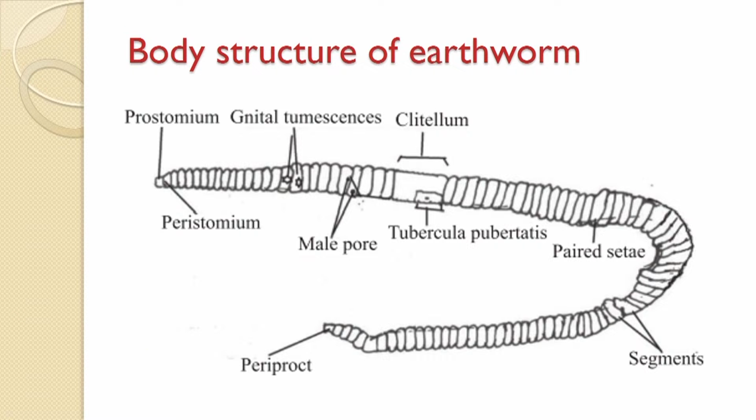The earthworm body is divided into various segments, and from the anterior to the posterior part there is the prostomium, peristomium, genital tumescens. After that there is the clitellum, and in between the genital tumescens and clitellum there is the male pore, and after that the tubercula pubertatis, and after that the various types of segments, and at the posterior part there is the periproct. This clitellum is particularly important because it is the place where the earthworm stores their eggs. The clitellum is basically a ring shaped structure present on the skin of the worm, in which the eggs are stored.